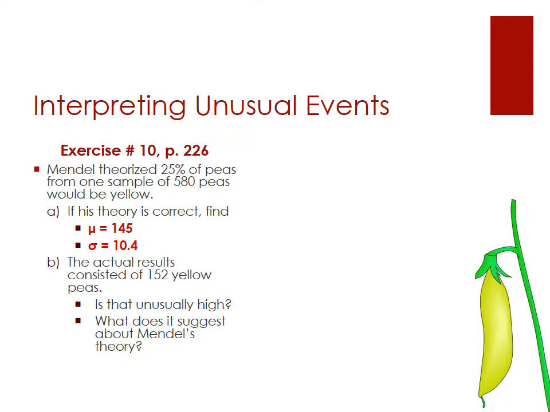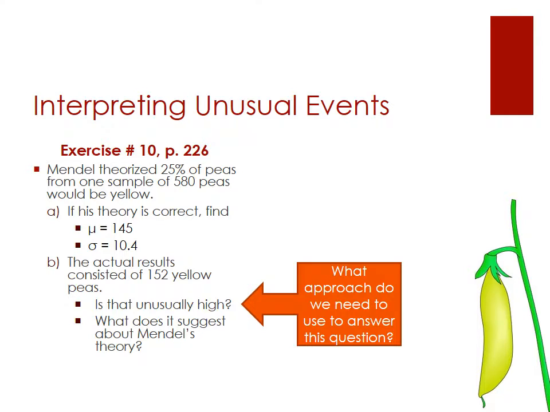So now we have those pieces of information. We need to move on to comparing this. This is our predicted amount. Remember, if Mendel's theory is correct, then the mean and the standard deviation here are going to let us set the parameters for what is a usual expectation of having yellow peas. And we're going to apply that to the actual results of the experiment, which was 152 yellow peas. So if we're going to do this, what approach do we need to use to answer this question of whether or not 152 yellow peas is an unusually high amount?